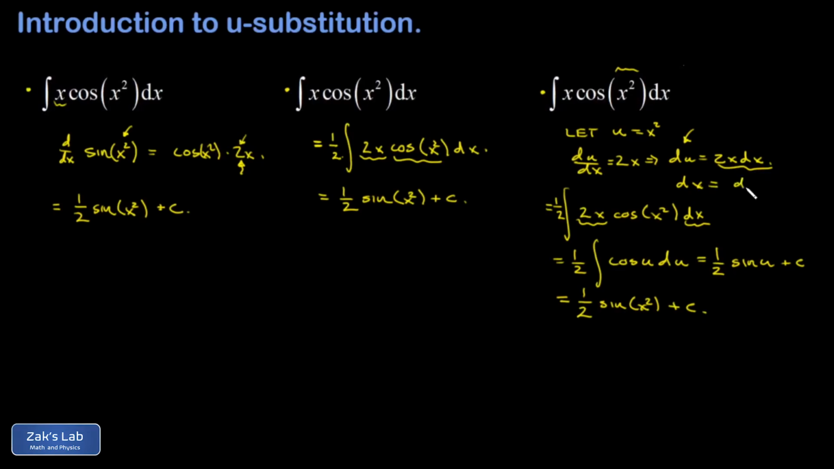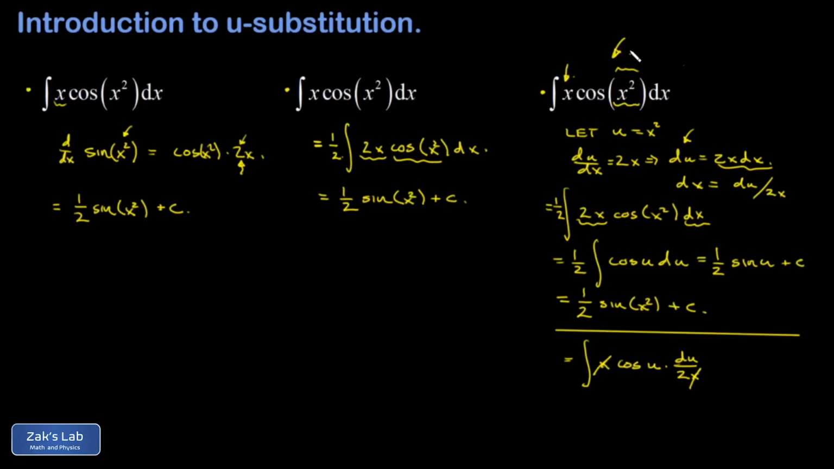And that would give me a du over 2x. So taking my original integral and replacing dx with du over 2x and replacing the x squared with a u inside that cosine function, I get here. So x cosine u du over 2x. And again, the only reason this works out is because we had the correct functional piece in here to give me the derivative of the interior function.